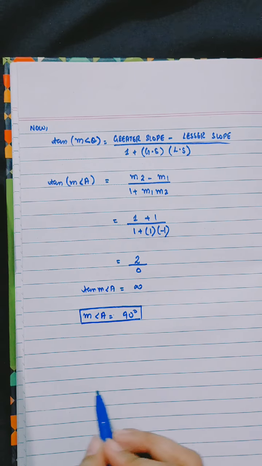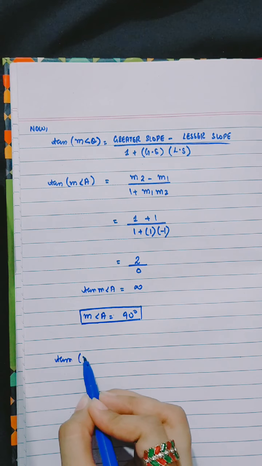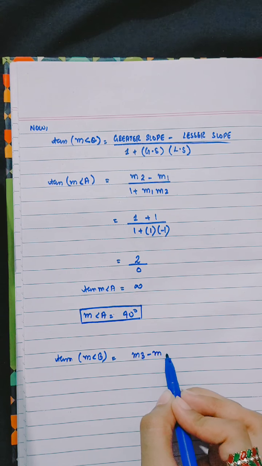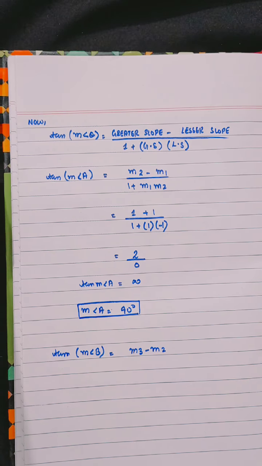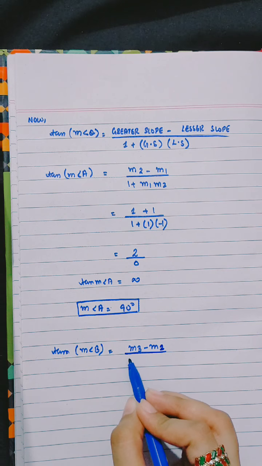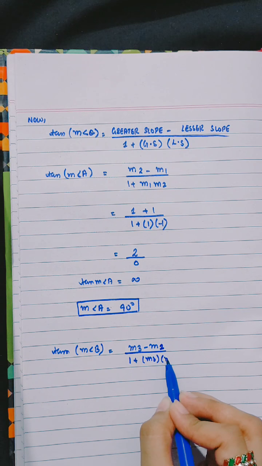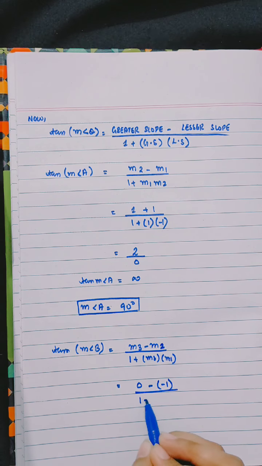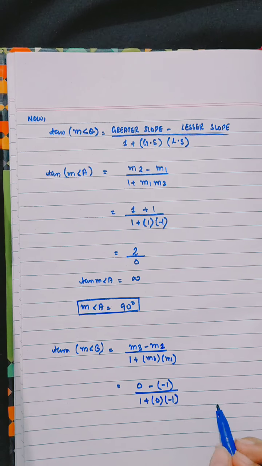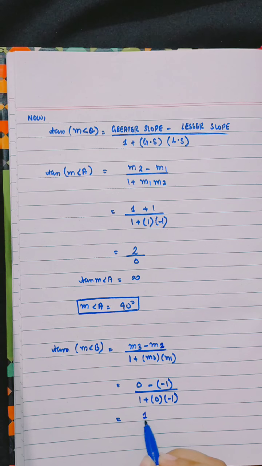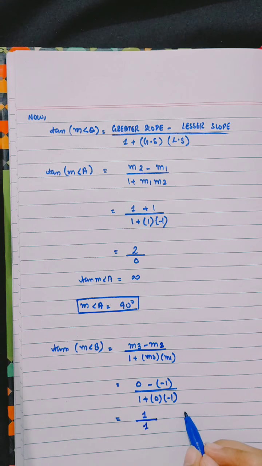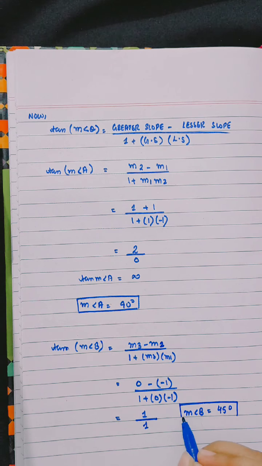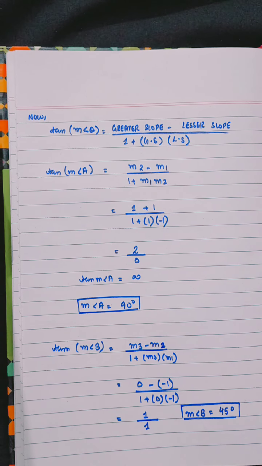Tangent inverse karenge toh ye 90 degree aayega. Now for tangent of measurement of angle B is equals to m3 minus m2, sorry ye m1 hai, m3 minus m1 divided by 1 plus m3 into m1. m3 is 0 minus m1 is minus 1 divided by 1 plus 0 into minus 1. 1 divided by 1 and measurement of angle B is equals to 45 degree. Tangent inverse 1 is 45 degree.